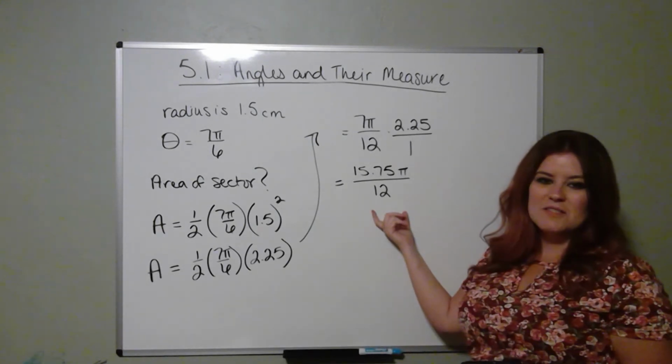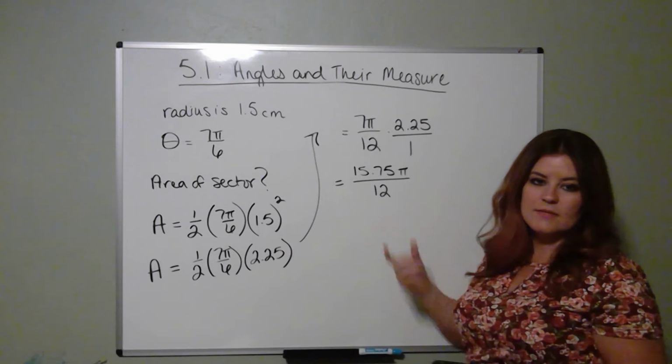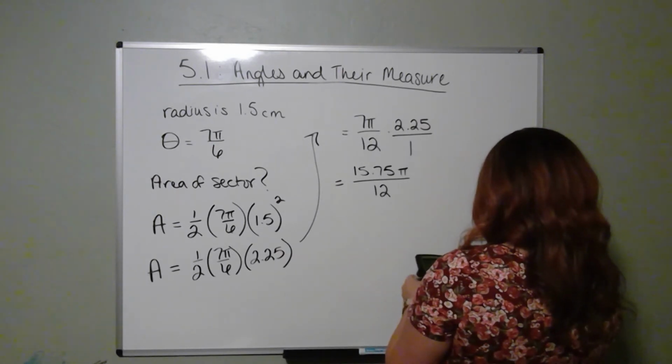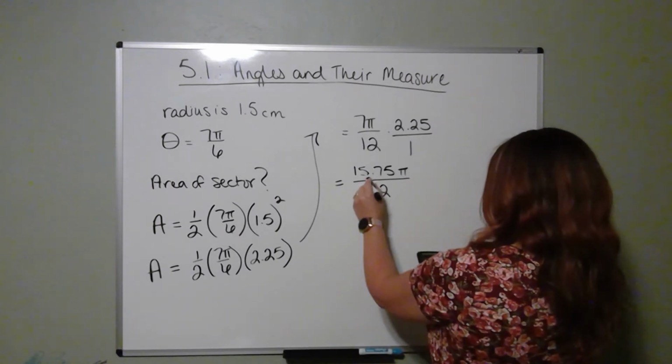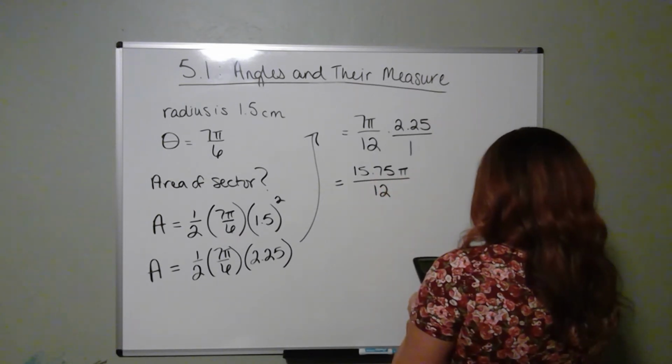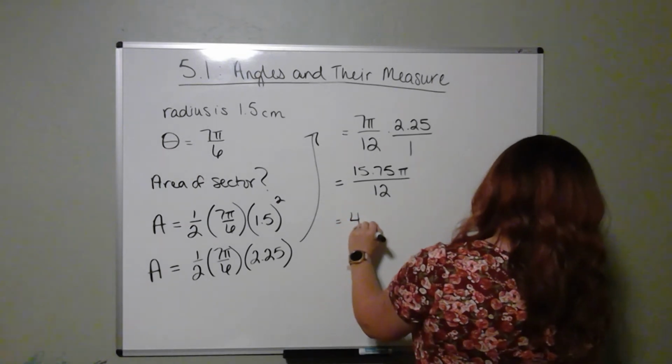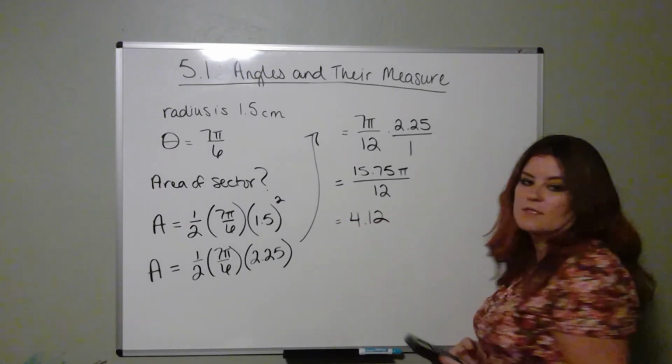Technically, this would be in terms of pi. I really think this is a rounded question, so let's go ahead and put it in and round it. So I'm going to do 15.75 times pi and then divide by 12. What I get is 4.12 if it's rounded to the nearest hundredth.